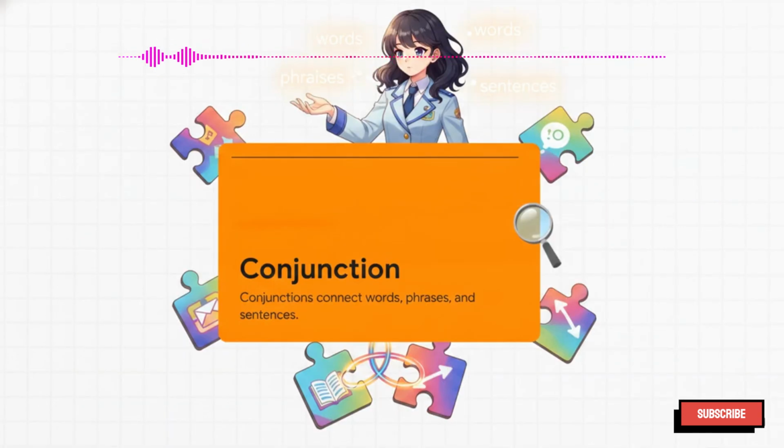Now, our other major connectors are conjunctions. Conjunctions connect words, phrases, and entire sentences. If you think of your different ideas as a bunch of separate puzzle pieces, conjunctions are those interlocking edges. They are the exact pieces that allow you to snap two completely separate ideas together into one cohesive, beautiful thought.